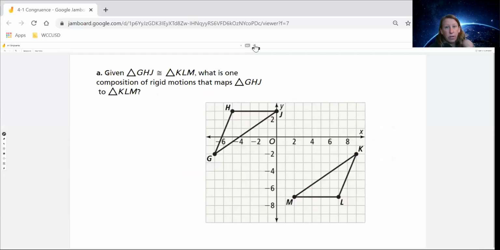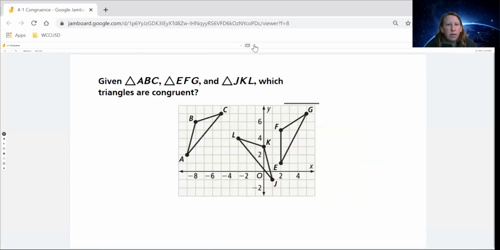All right, here's another one. Oh boy, how are we going to get triangle GHJ onto triangle KLM? Oops, yeah, KLM. Okay. So again, there's lots of ways to get from one to the other. I think I'm going to save this one as a challenge. We'll talk about this one another time.